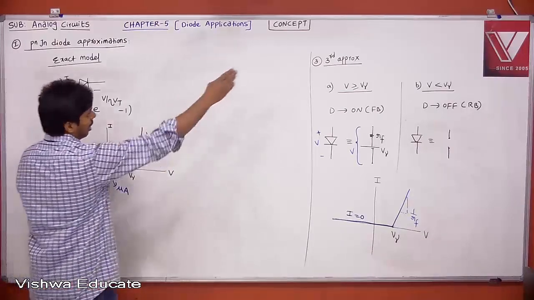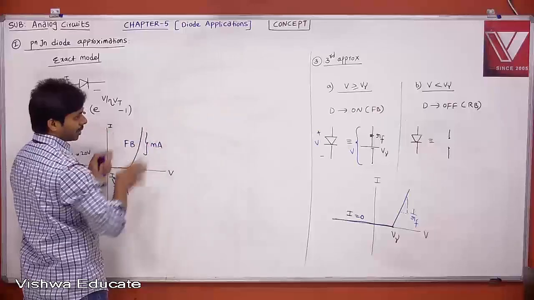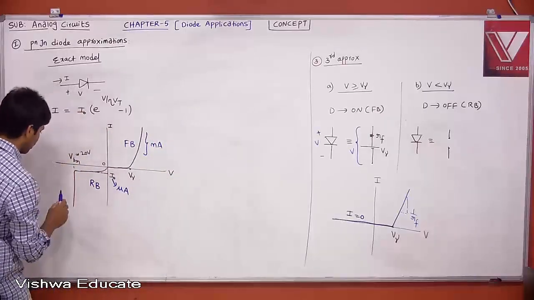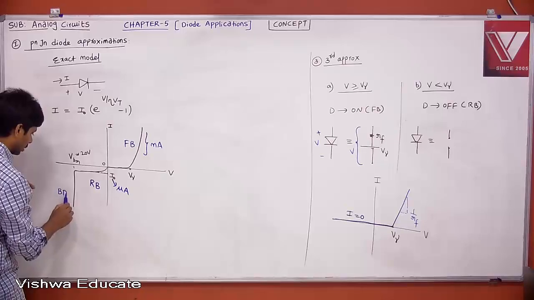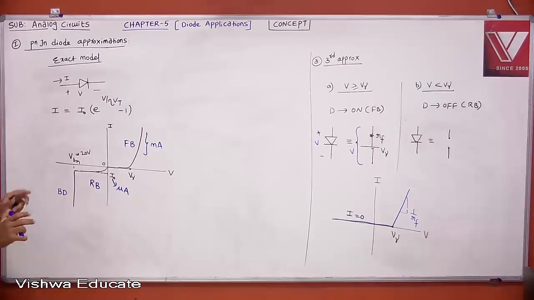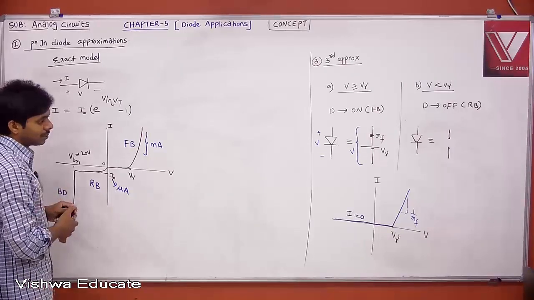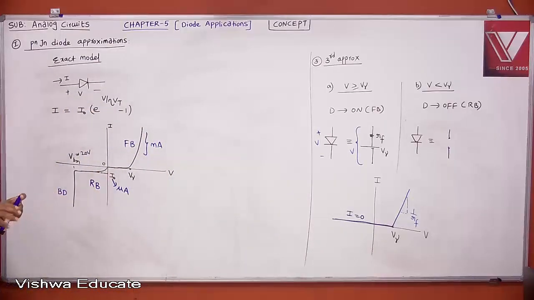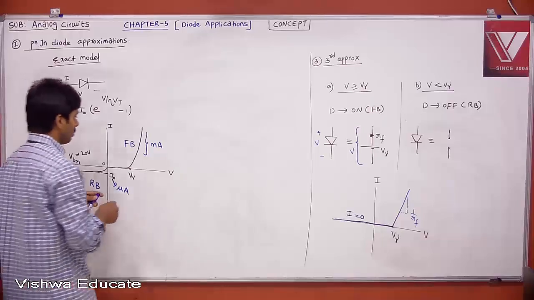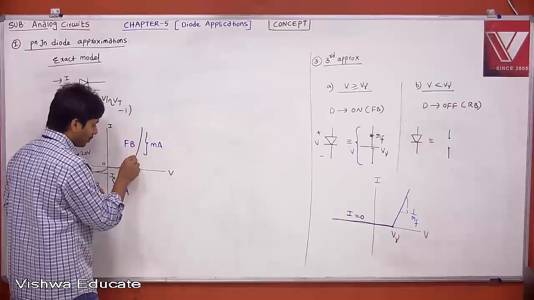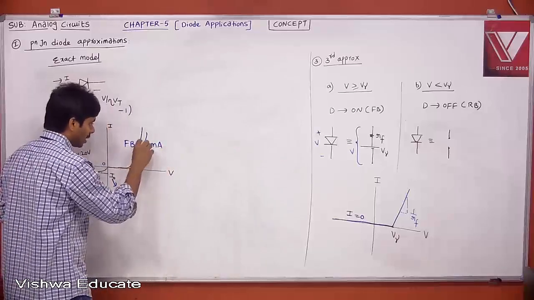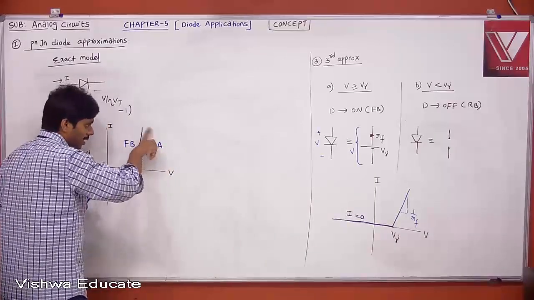Now I can correlate the third approximation to the exact model a little bit. If you don't bother about the breakdown portion, the avalanche breakdown portion, then except for this, it is almost matching your third approximation. If you want to match it to the exact model, then wherever you define your operating point, the slope there can be represented. For example, if I operate here, the slope can be extended and represented.